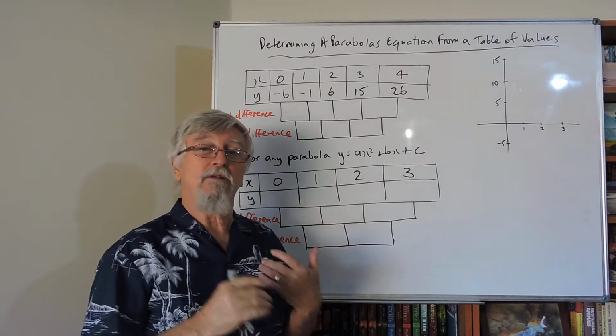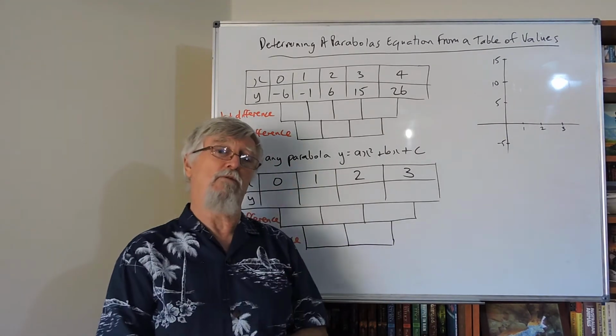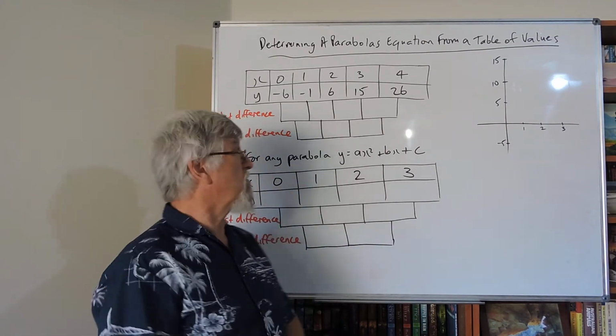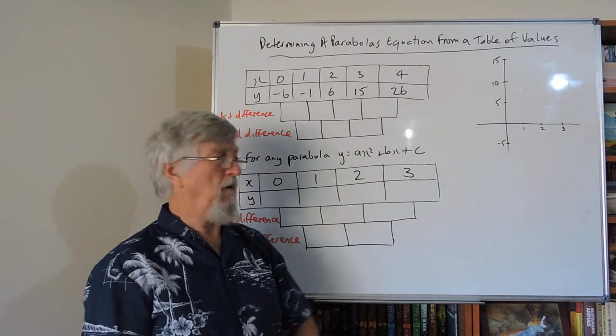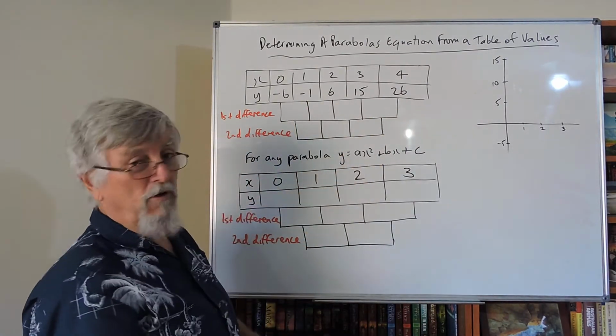Hi everyone. Got a set of numbers here that look like they could be a parabola. To someone who's never looked before, they'll have no idea that that could possibly be a parabola. So let's have a look over here and plot some of the points.